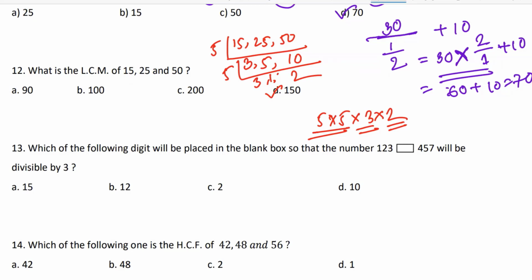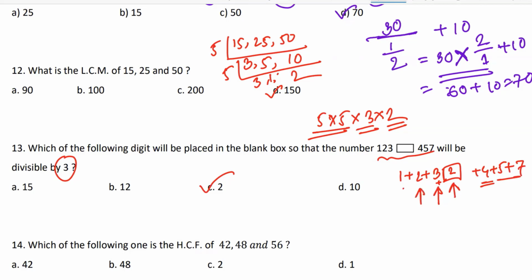Which of the following digits will be placed in the box so that the number will be divisible by 3? We have said so many times, the divisibility rule means the sum of all digits must be divisible by 3. Then the whole number is divisible by 3. If we place 2 in the blank box, 1 plus 2 plus 3, plus the box digit 2, then 4 plus 5 plus 7, the sum of all digits is 24, which is divisible by 3. So the answer is 2.